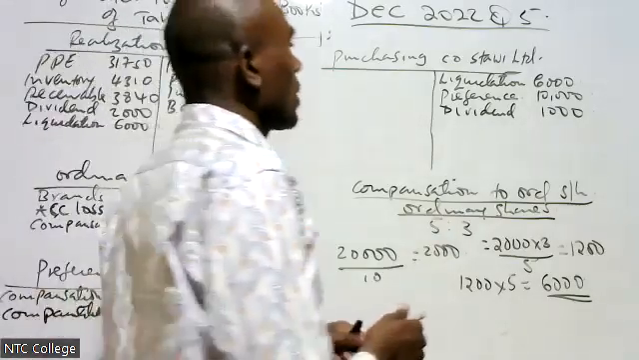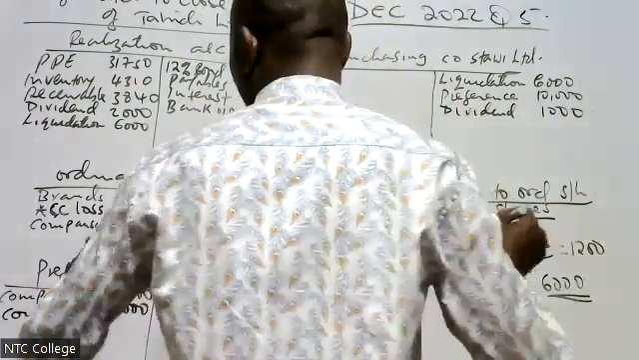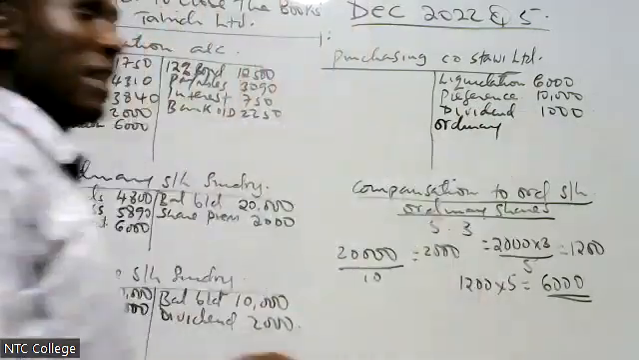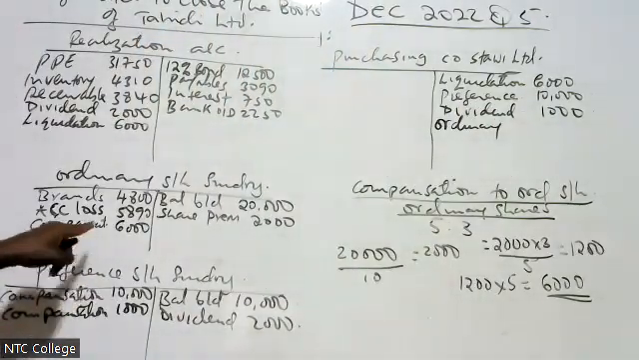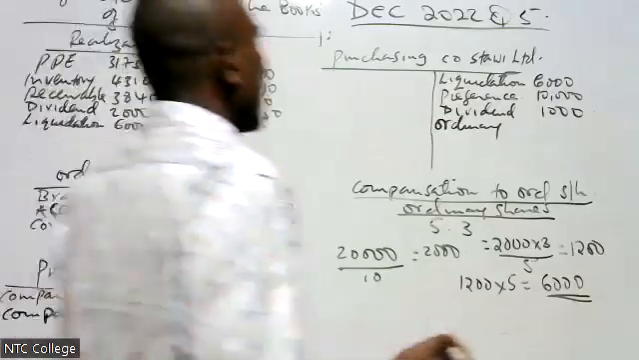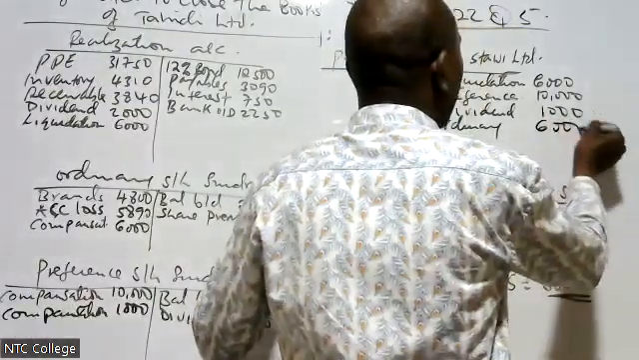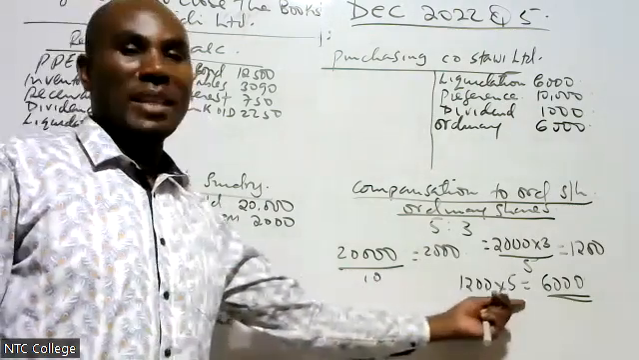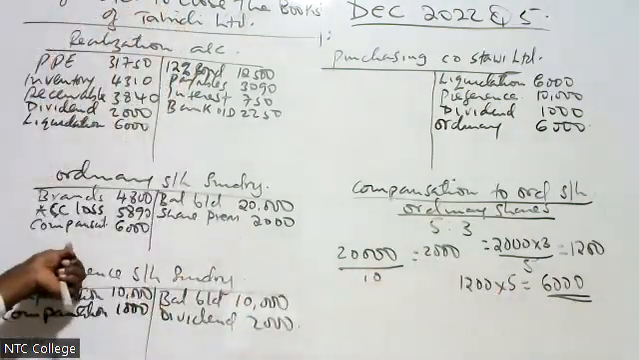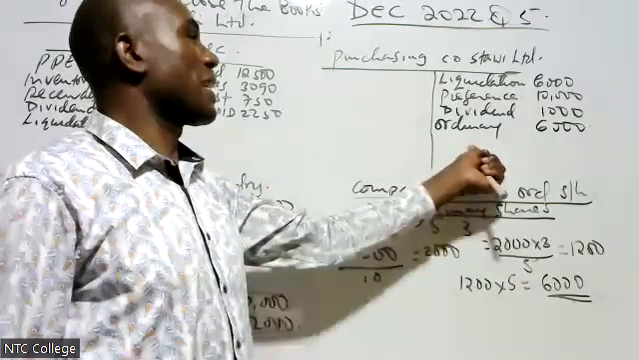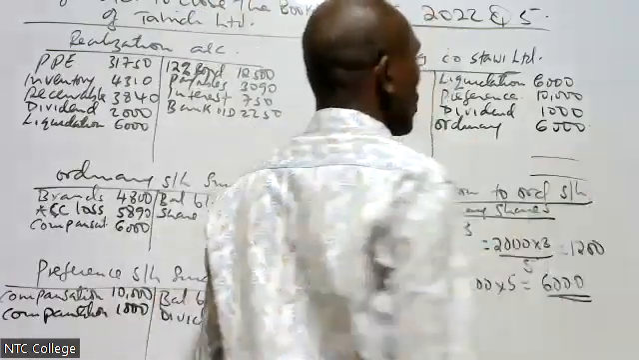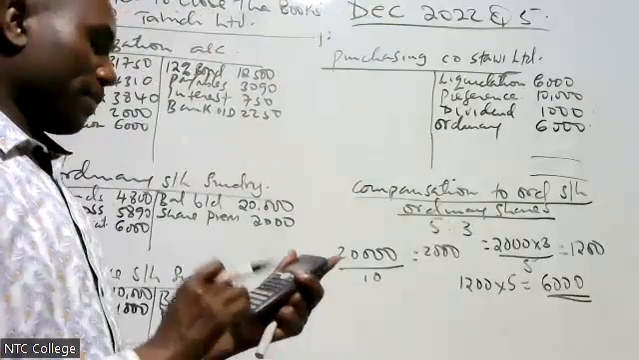But before we close the books, we have not transferred the ordinary. For the compensation to ordinary, we debited ordinary shareholder, but we have not credited purchasing company. Sorry for that. Compensation to ordinary: you debit ordinary shareholder, you credit purchasing company. Now we are done with this. You give me totals.